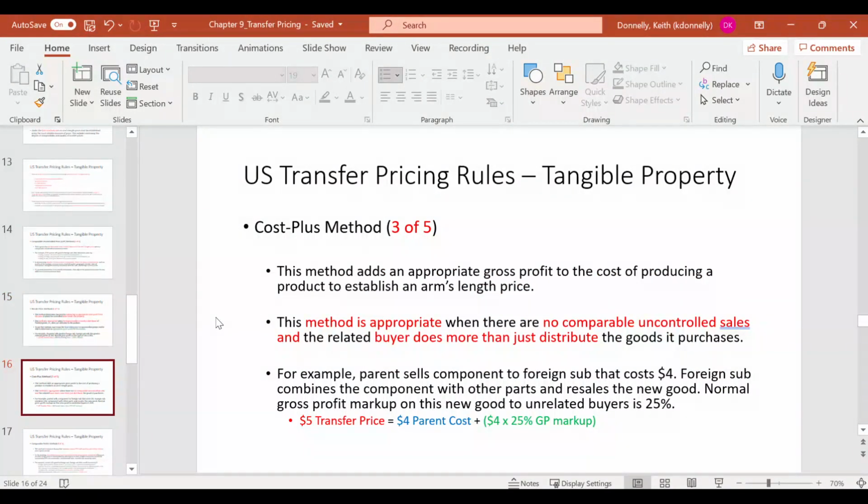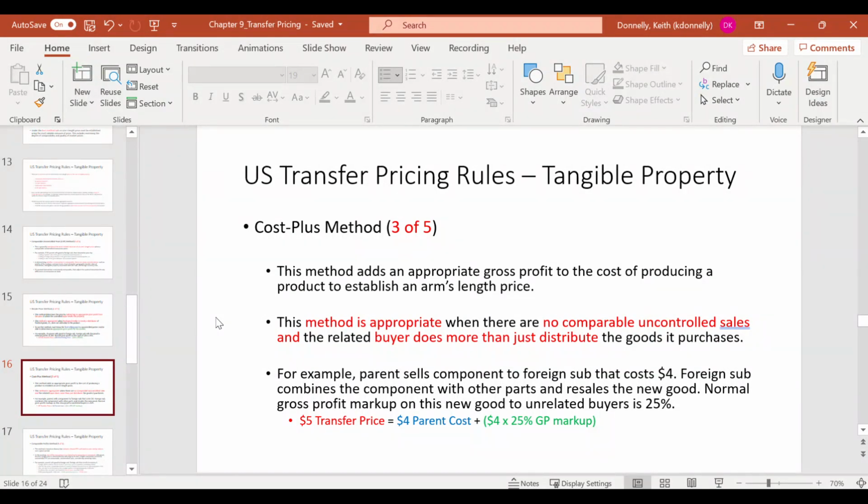The third method for establishing an arm's length price for the sale of tangible property is the cost plus method. This method adds an appropriate gross profit to the cost of producing a product to establish an arm's length price. It is best used when the buyer, B, does more than just distribute the goods. Instead of looking at B's selling price, we're looking at A's cost, and building into that an appropriate gross profit markup.